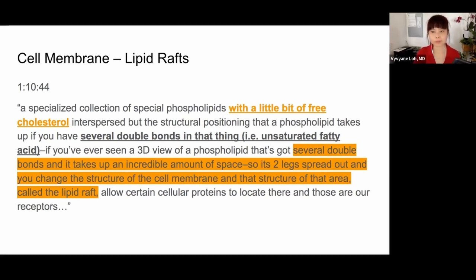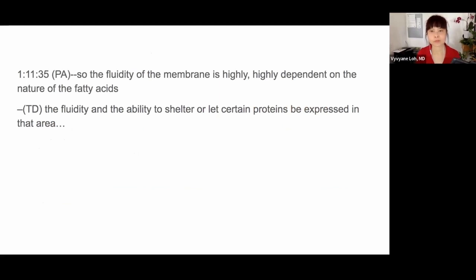And those are all our receptors that pull things into cells or extrude things out of cells. So the fluidity of the membrane is highly, highly dependent on the nature of the fatty acids in the phospholipid. Fluidity and the ability to shelter or let certain proteins be expressed in that area.